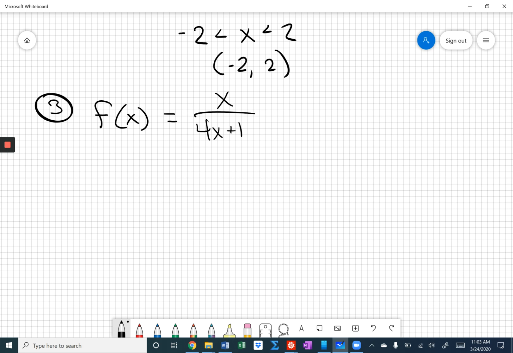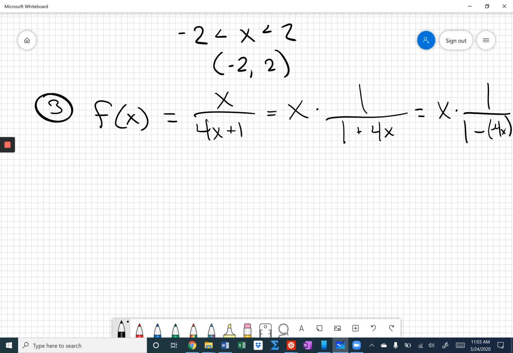Okay, on to the next one. So again, x over 4x plus 1, we're going to do a little bit of rewrite. So this is going to be x times 1 over 1 plus 4x. So I'm just trying to make it look like the same structure, at least a little bit. Or you can even think of this as x times 1 over 1 minus negative 4x.